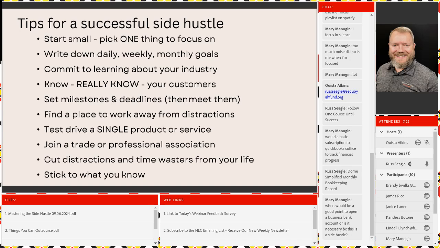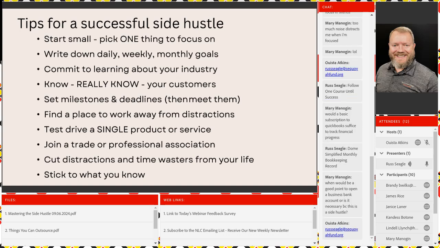Cut the distractions and time wasters out of your life. You might want to stop making the to-do list. To-do lists are great, but they're not enough. Make yourself a don't-do list and put on there all the things that you do to waste time, and then don't do those things. Finally, stick to what you know. Do that, and you're going to be okay. Don't try to go too far afield where you have to learn a lot of stuff.